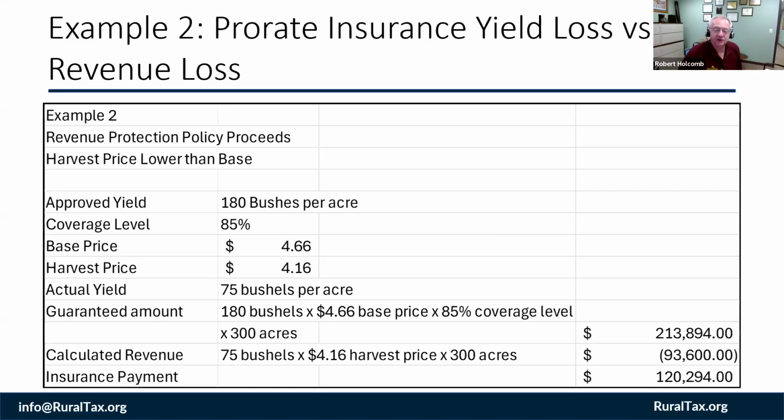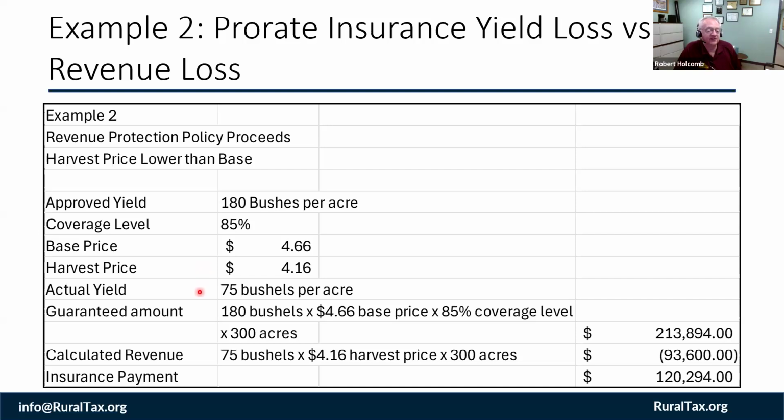So let's look at number 2 here, which is going to complicate things just a little bit, not horrible, but we've got example number 2 here. I'm going to leave a lot of this stuff the same. Approved yield in this particular case is still 180 bushels per acre. We've got 85% coverage. Base price is 466, but look what I did to the harvest price. Now, I'm just spitballing this as an example. Harvest price in this example is 416. I think you know where this is going.